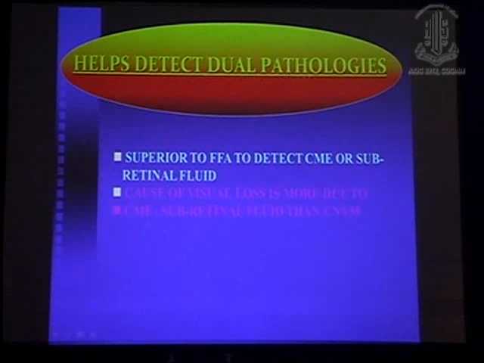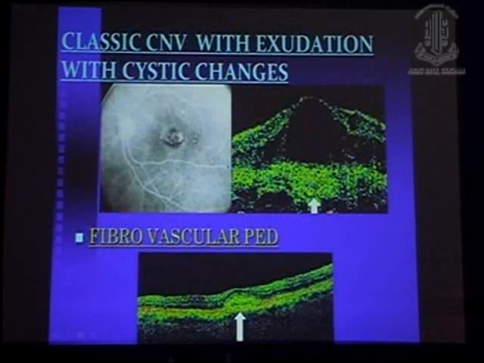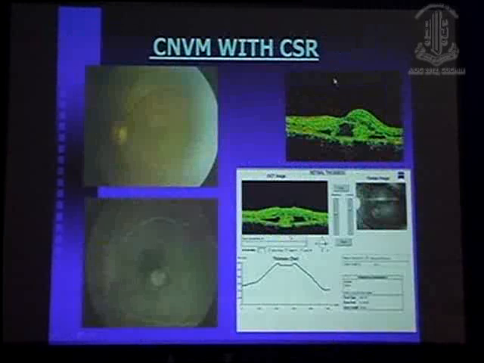Then let's come to dual pathologies. Now dual pathology is that, okay, is it a CNVM alone, or is it associated with some kind of cystoid macular edema in the overlying retina or subretinal fluid? And the cause of visual loss sometimes is more because of the secondary pathology rather than the CNVM itself. So this is a case with exudation with cystic changes that you see in the overlying retina, and this is another case of fibrovascular PED which you see here.